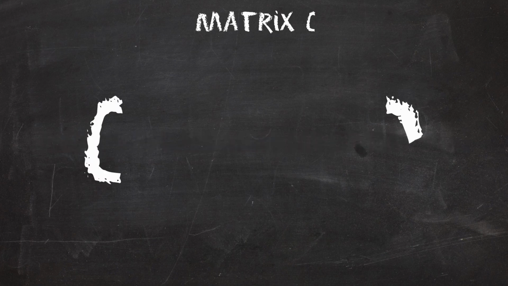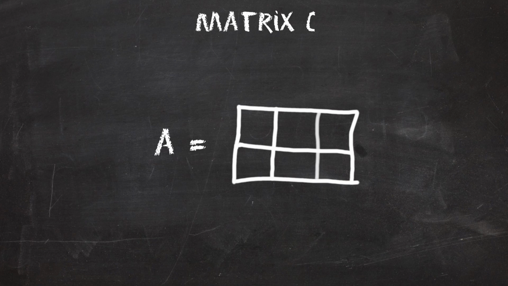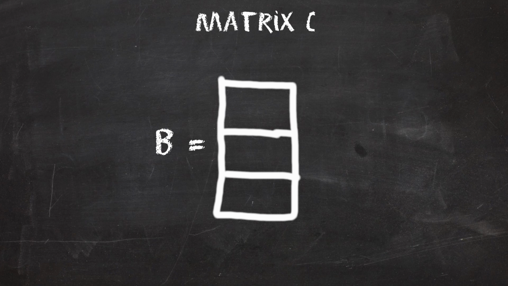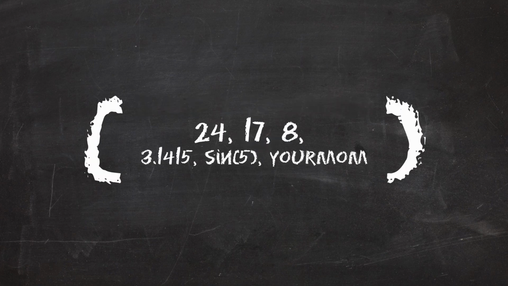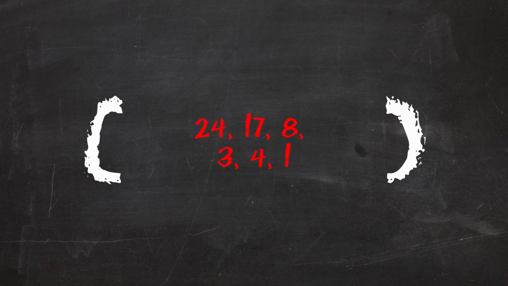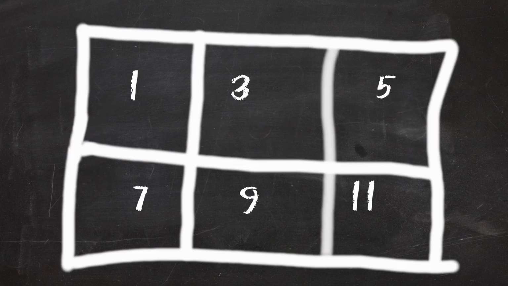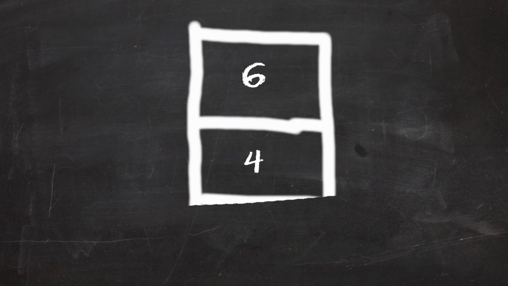A matrix is a box of numbers. Here, matrix A is a 2 by 3 because it has 2 rows and 3 columns. Matrix B is a 3 by 1 because it has 3 rows and 1 column. The number of rows and columns determine the matrix's order. All numbers in a matrix are called elements, and they can really be anything, but let's keep it simple and just fill these two with simple numbers. So here's matrix A and matrix B.